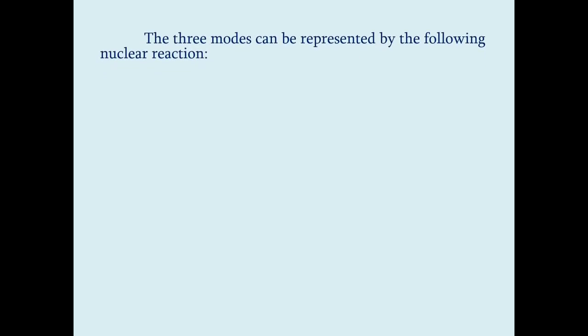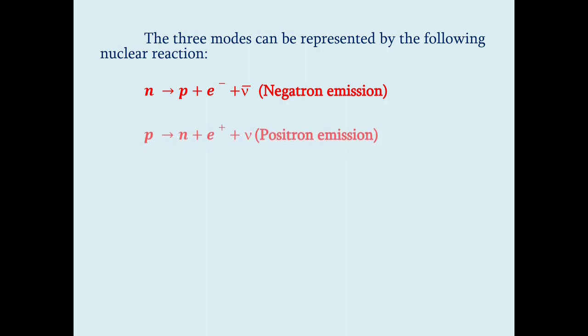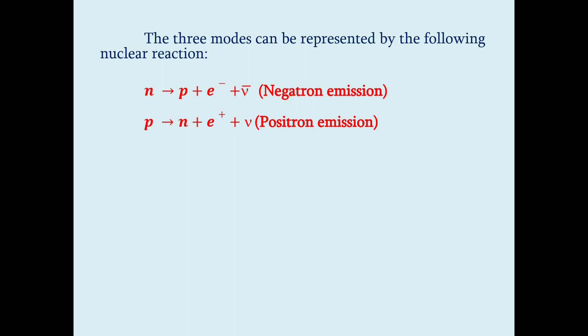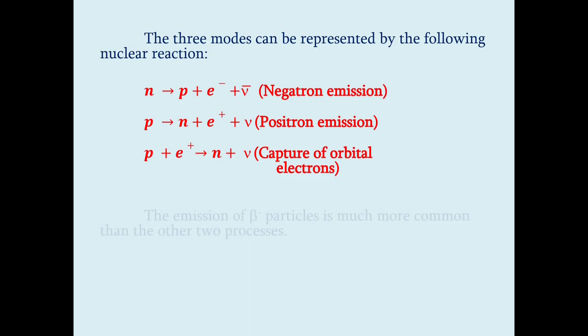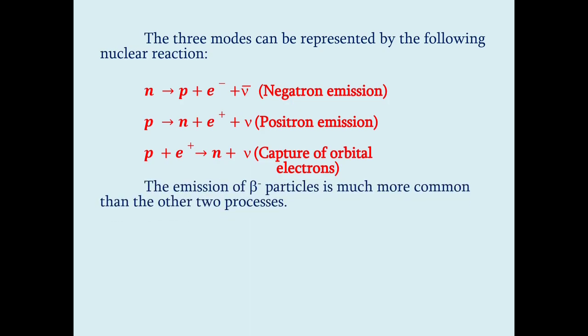We can represent these three modes of beta decay by nuclear reactions. In negatron emission, the neutron transmutes to a proton with the emission of an electron and an antineutrino. The positron emission can be represented by the proton transmuting to a neutron with the emission of a positron and a neutrino. And in the third, the proton captures an orbital electron to give out a neutron plus neutrino. This is the capture of orbital electrons by the atomic nucleus or a proton.